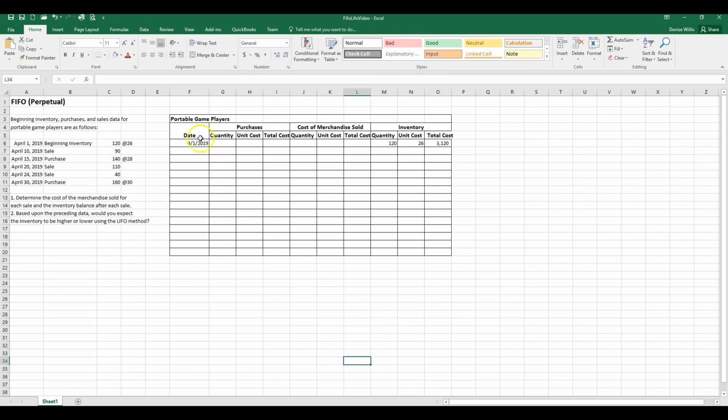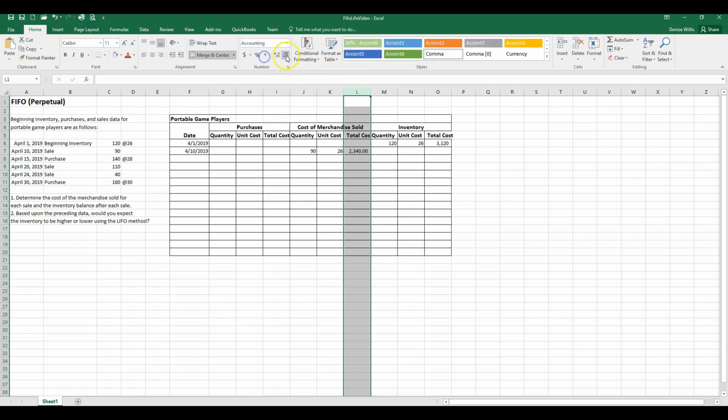Let me put some commas in this column. There we go. Next, on April 10th, we're going to sell some items. So let's go ahead and put April 10th, and let's go to the cost of merchandise sold area right here. How many are we selling? We're selling 90 of them. At this point, we don't have to make any decisions about how much anything costs us, because we only have one layer of inventory to choose from. So these 90 items had to have cost us $26 apiece. What's the total value of that sale? It's 90 times 26, or $2,340. And that column needs some commas too.